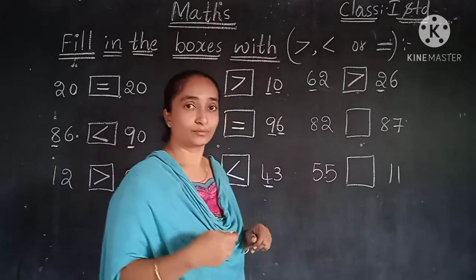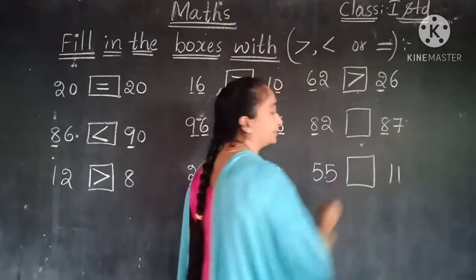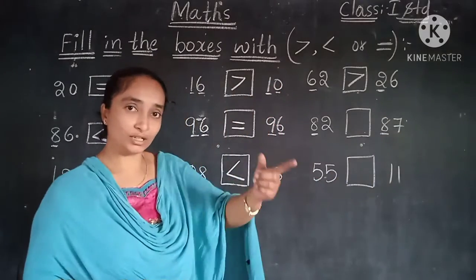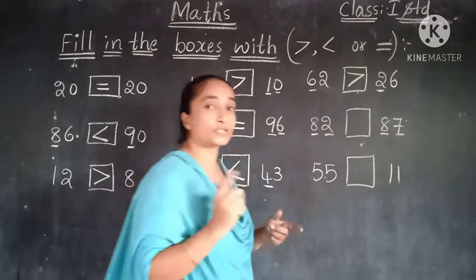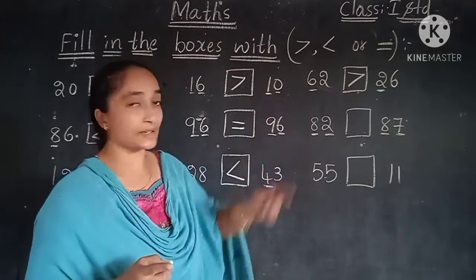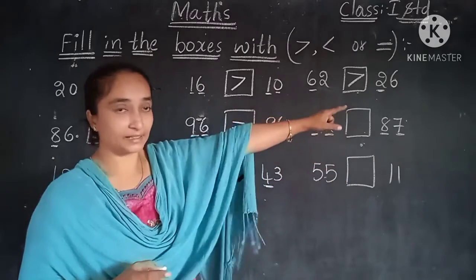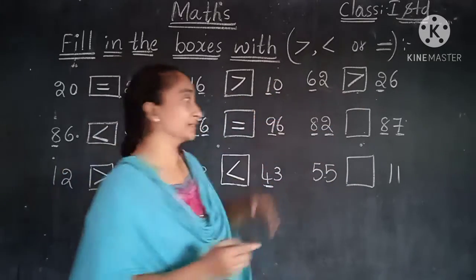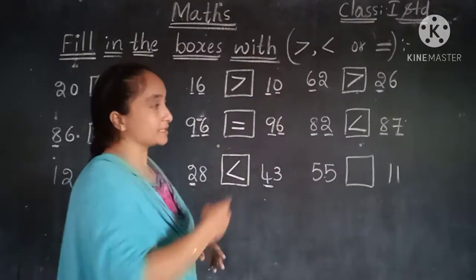82, 87. Both are same. The tens place, 80, 80. So go to the ones place. 2 ones, 7 ones. So which is the big one? 2 or 7? 7 is the big number. That means big number is that side. The symbol must be that side. 82 is less than 87.